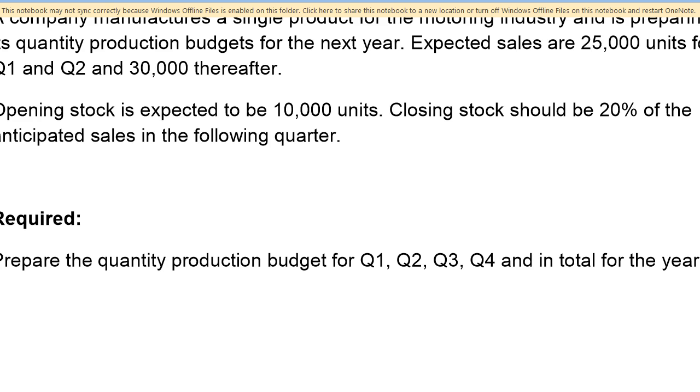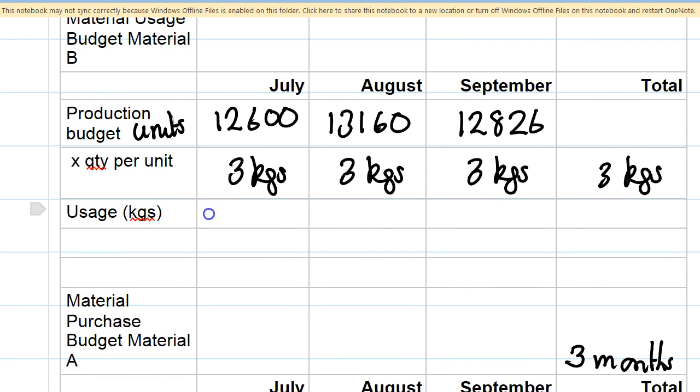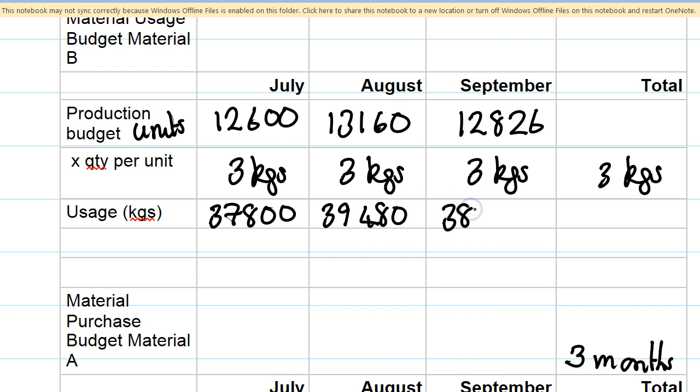We have 37,800 kilos in July, 39,480 kilos in August, 38,472 kilos in September. For the total, we add up the total of the production budget, 38,586 units multiplied by 3 kilo, and that will give us 115,758 kilos of material B.